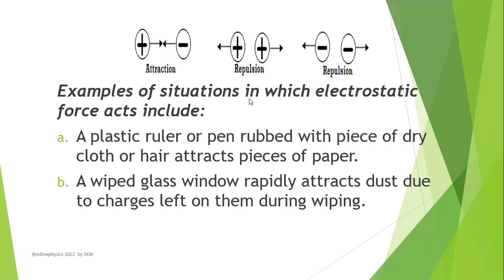When you were in school, your teacher asked you to rub your ruler or a pen on your hair, and then you took it close to small pieces of paper. Then this showed you that those small pieces of paper were attracted. This is electrostatic force. Because at the end of the day, the ruler became electrically charged, therefore being able to attract the small pieces of paper.